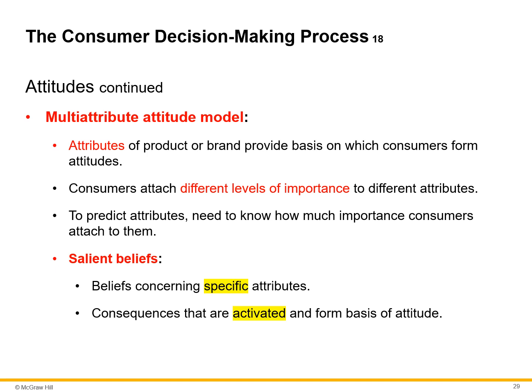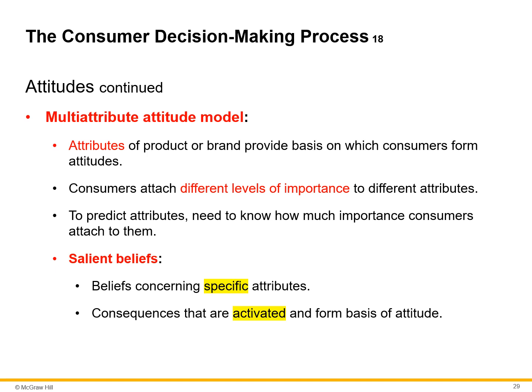Multi-attribute attitude model. Attributes of a product and brand provide the basis on which consumers form attitudes. Say, I like a quality car, Toyota cars. I like it because of the fuel economy, the dependability, and the style, etc. These are all attributes of a product.